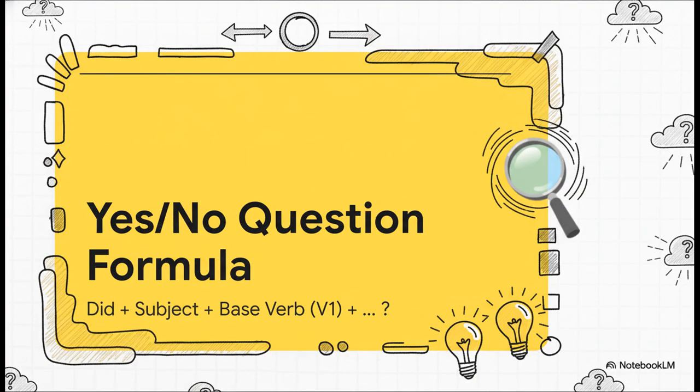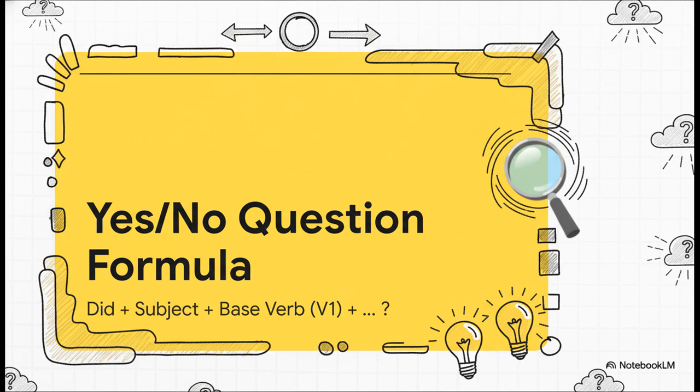Okay, let's start with the basics. Simple yes or no questions. The formula is a piece of cake. You start with did, then you add the subject, and then, this is the most important part, you use the base form of the verb. We call it V1, the simple original version like go or see.